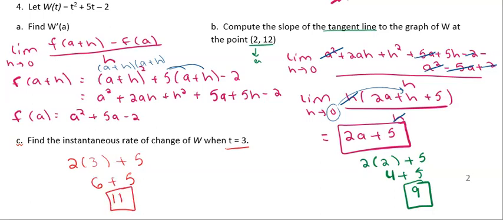So now we found the instantaneous rate of change, and we have found the tangent line, and we have found essentially the formula for the derivative.